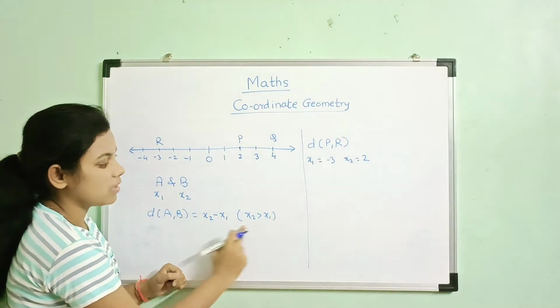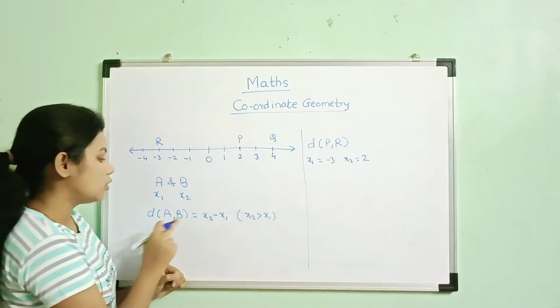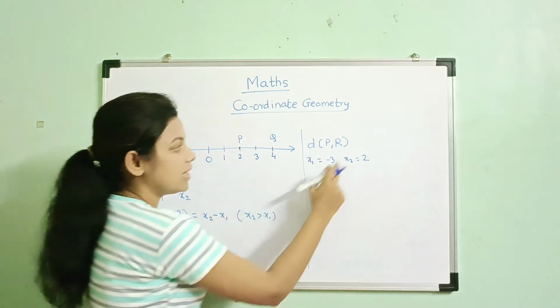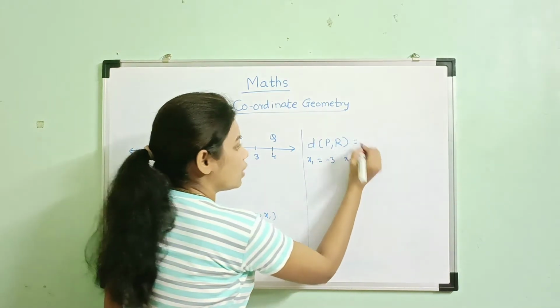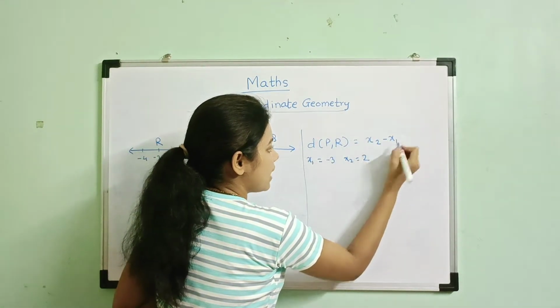Because here we have learned this formula that when x2 is greater than x1, the distance between A and B will be x2 minus x1. Similar things we are applying here. So what will be the distance between P and R? Simply the formula x2 minus x1.